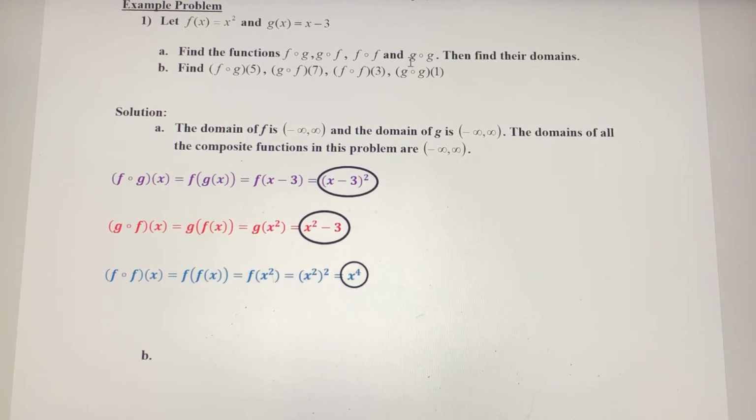And then finally, we're going to find g of g. I'm going to find g of x minus 3, so I'm going to replace this x with x minus 3. And I get x minus 3 minus 3, which simplifies to x minus 6. So those are the four different composite functions that you're most likely to see. Now, a function can be named anything; it doesn't have to be f or g. But these are the basic rules for how you find composite functions.